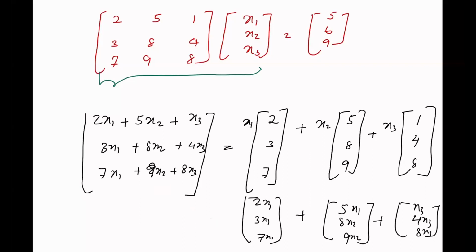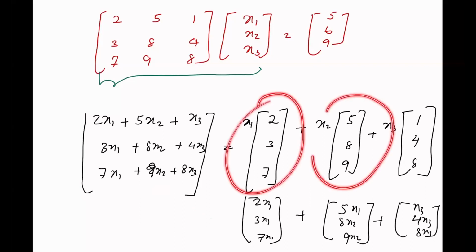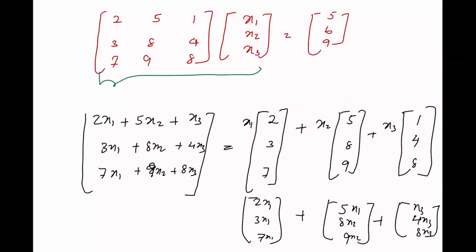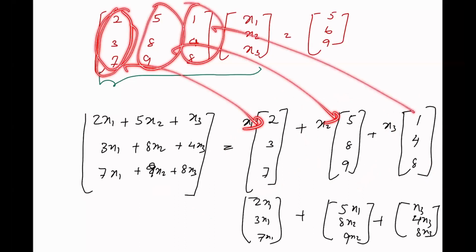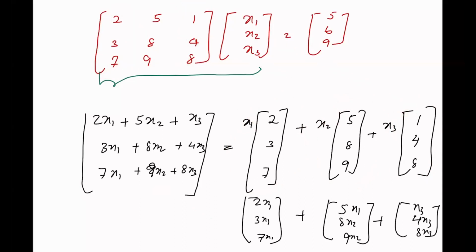Now carefully look at what this looks like. You can easily see these are the columns of the matrix, because this column is here, this column is here, this column is here. Now, if you treat x1, x2, x3 as coordinates, what would happen?